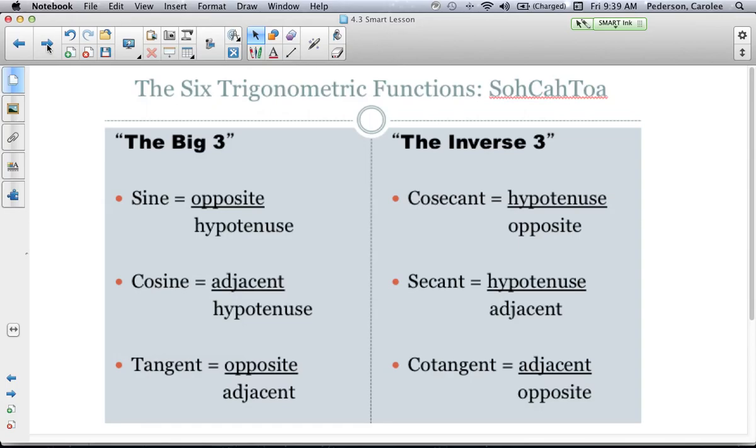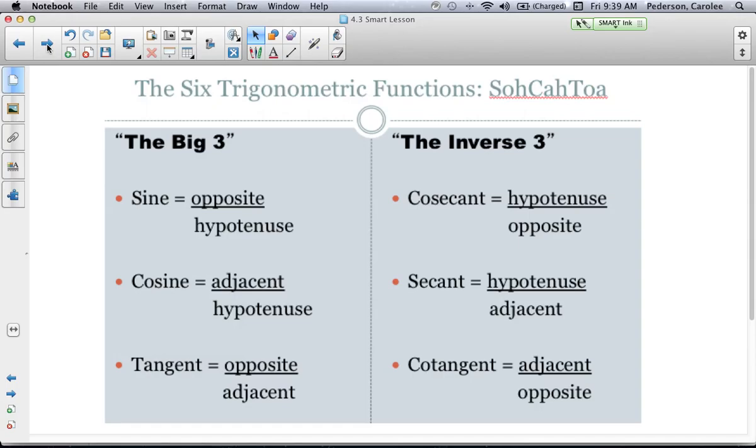Sine represents opposite over hypotenuse, so that's the SO. Cosine represents adjacent over hypotenuse in a right triangle, and we remember that as CAH. Tangent is opposite over adjacent, which is TOA. Then you just find the other 3 by the inverses.